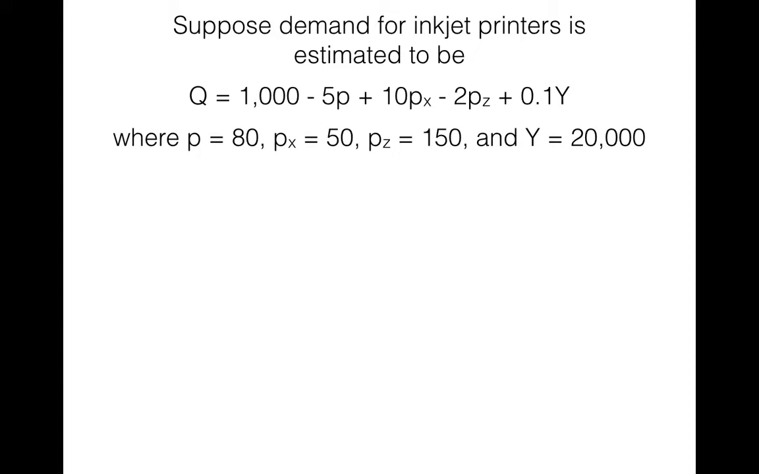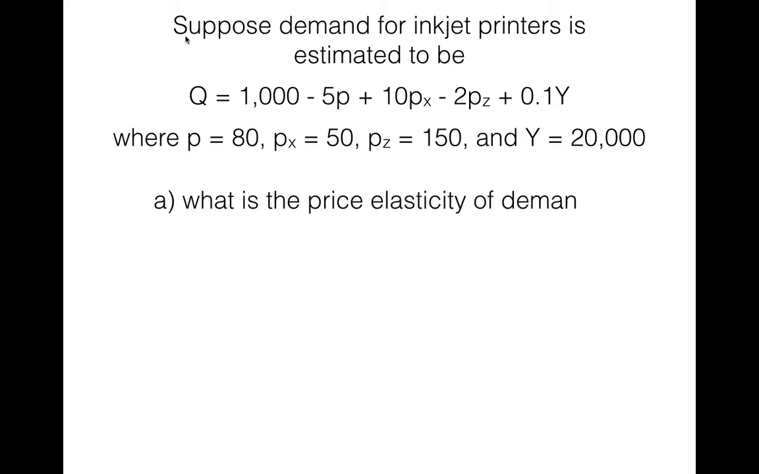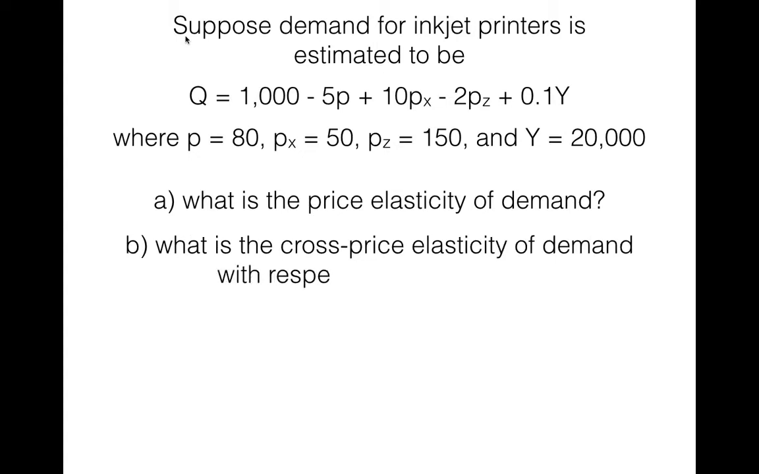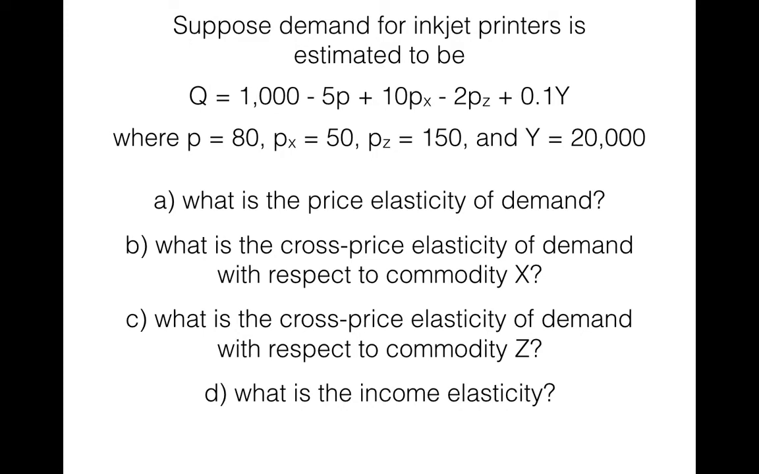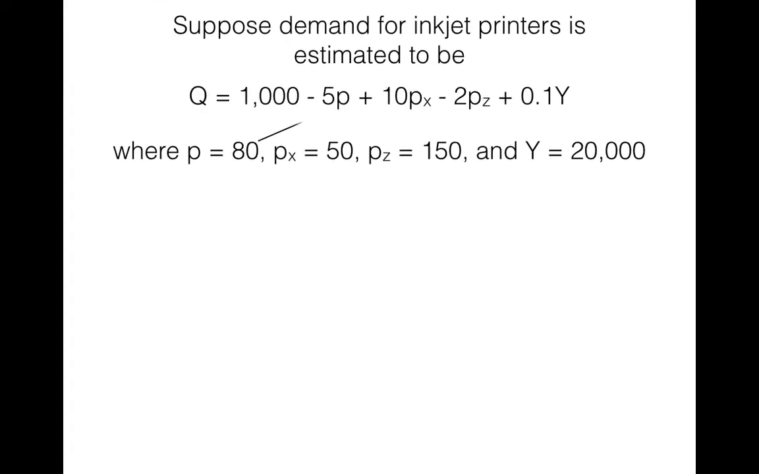So all you need to do to move forward on this is, number one, you need to calculate the quantity. So you're going to take all of these numbers that you have for price, price of X, price of Z, and income, and place them into the estimated demand function for inkjet printers. So we're going to be calculating what is the price elasticity of demand, what is the cross-price elasticity of demand with respect to commodity X, and what is the cross-price elasticity of demand with respect to commodity Z, and also the income elasticities. And as I previously stated, all we're going to do is place the information we were given about prices and income into the estimated demand for inkjet printers.